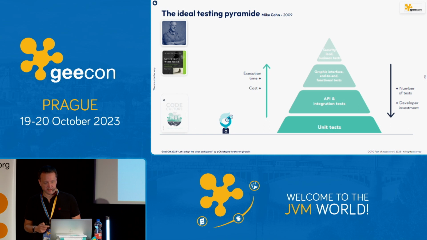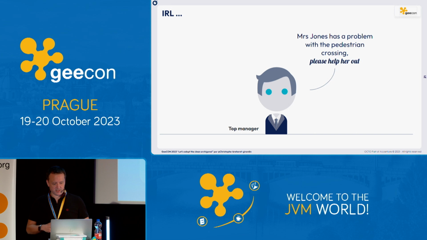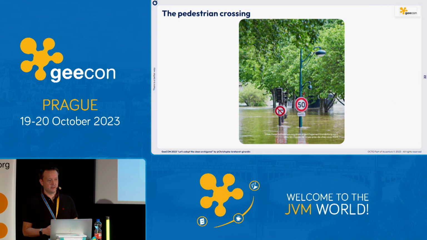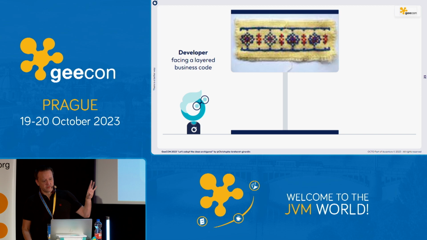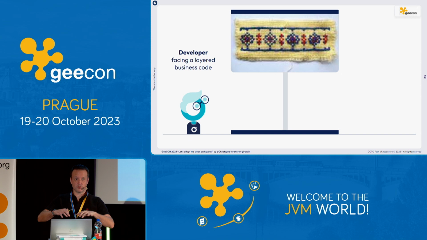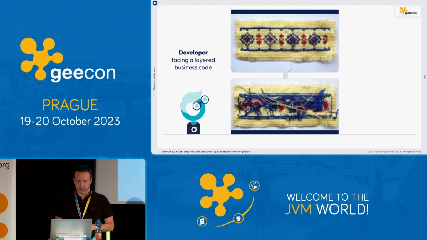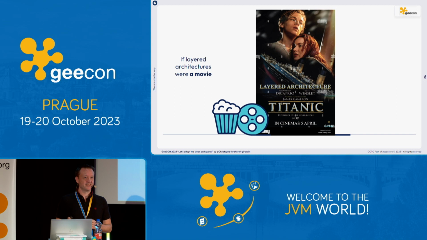For those who don't know what a layer is, it's like your top manager says, Mr. John has a problem with the pedestrian crossing. Can you help him? You go there. Normally, there is a sidewalk, a street, and a river, and the river is everywhere. A developer facing layered business code, cool. Then he starts wanting to code, he opens a file, woo. And if it was a movie, it would be Titanic. Water everywhere, woo. Okay, so it's a big problem.